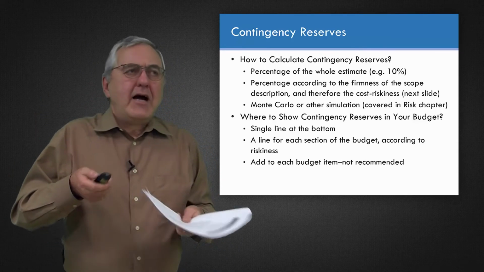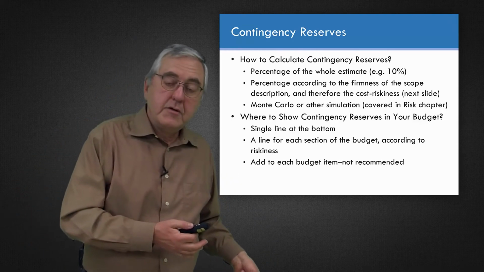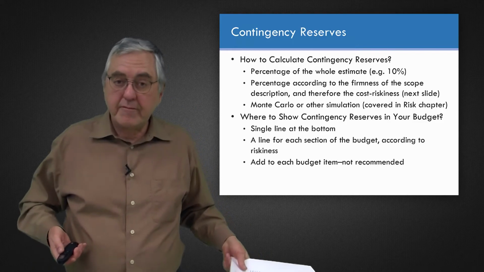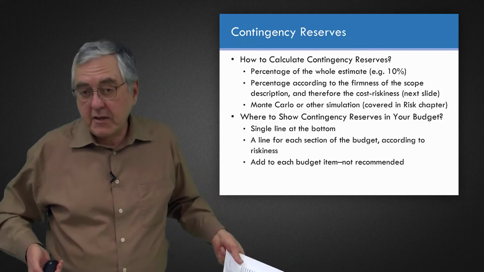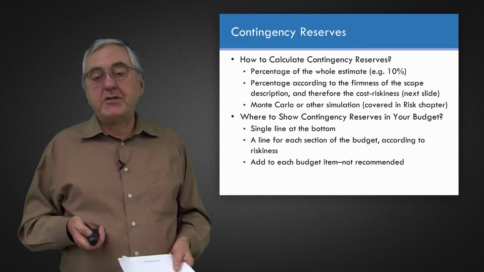So I'd recommend having tight estimating of all of the work packages and then have your contingency reserve, either as a single line at the bottom or distributed through the budget by section.